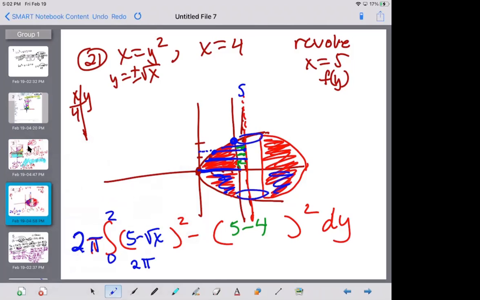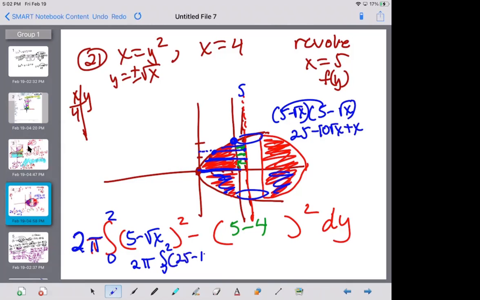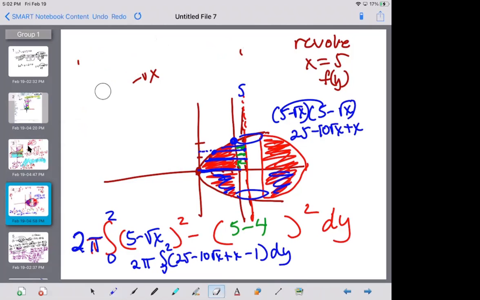All right, so this is 2 pi, integral from 0 to 2 of 5 minus the square root of x times itself. Can you guys hear me? It gives me 25 minus 10 root x plus x, and then this is going to be minus 1. And I want to stay on this slide, so in case we need the picture.